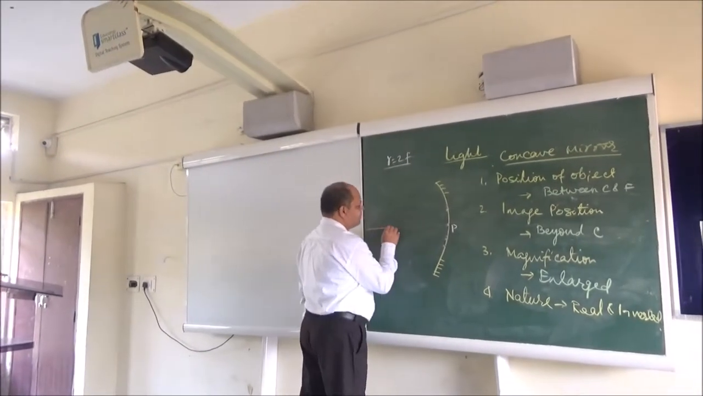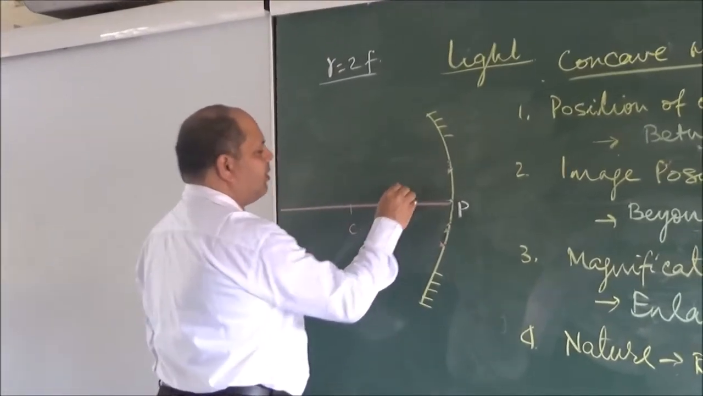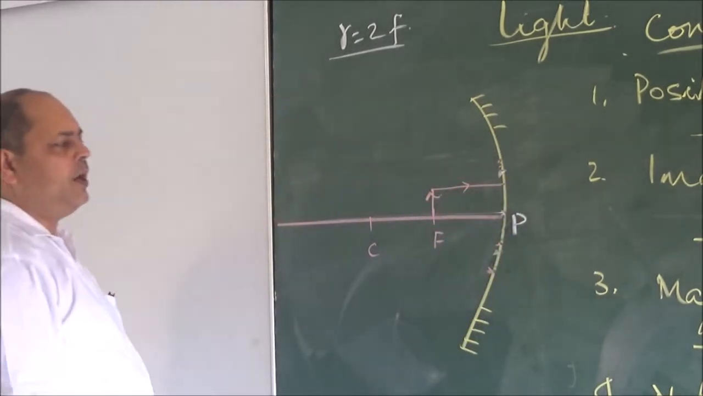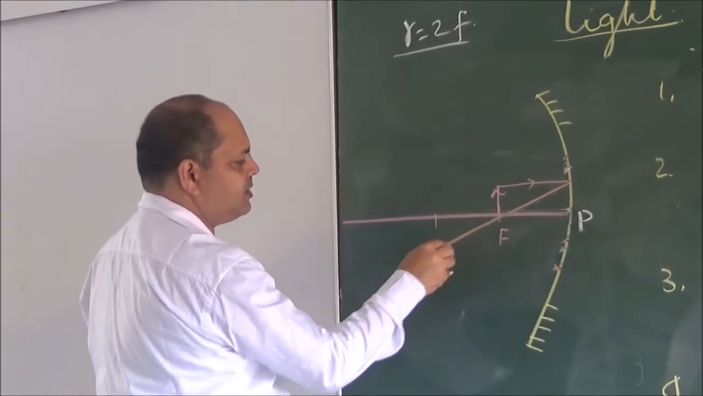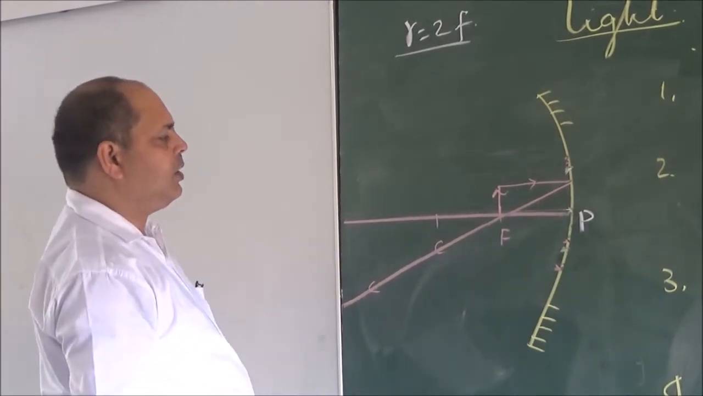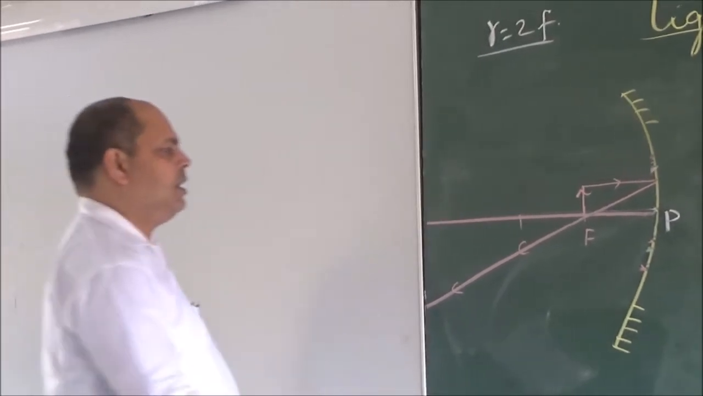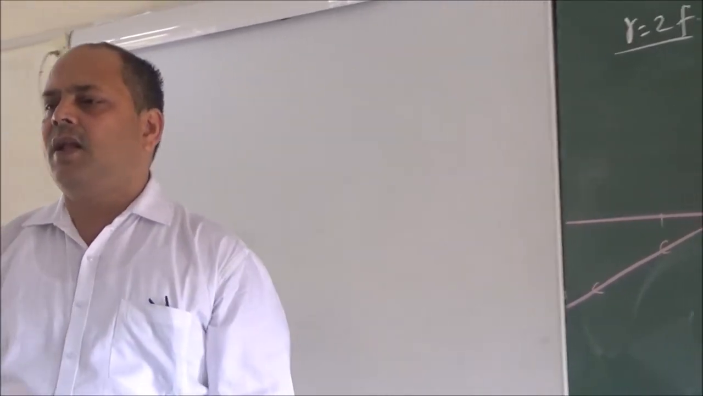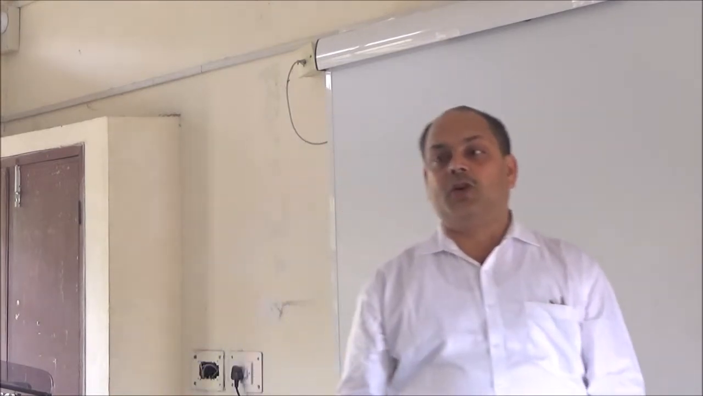We will see how this can be done. This is F, this is C, this is the object. Very small object we are considering. Once again, the ray going this side parallel to the principal axis, after reflection, passes through the focus and goes this side. We will consider another ray which is incident perpendicularly on the mirror. Whenever any ray is incident perpendicular on the mirror, it means the angle of incidence is zero. So angle of reflection is also zero.